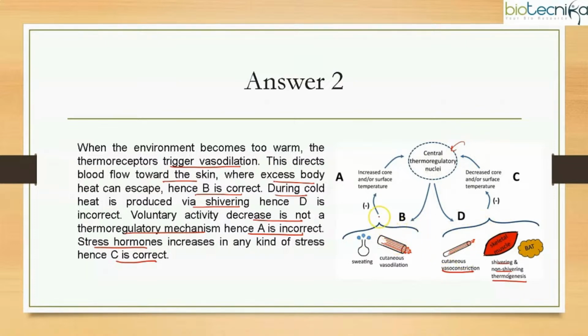If it is very high temperature, there is increased core or surface temperature. At that time we undergo sweating, right? When we sweat, the sweat is basically water, so it will be evaporated. That will give a cooling effect. As a result, it will try to maintain the body temperature, and there will also be vasodilation. So more blood will go towards the peripheral parts of the body so that the heat is released out.